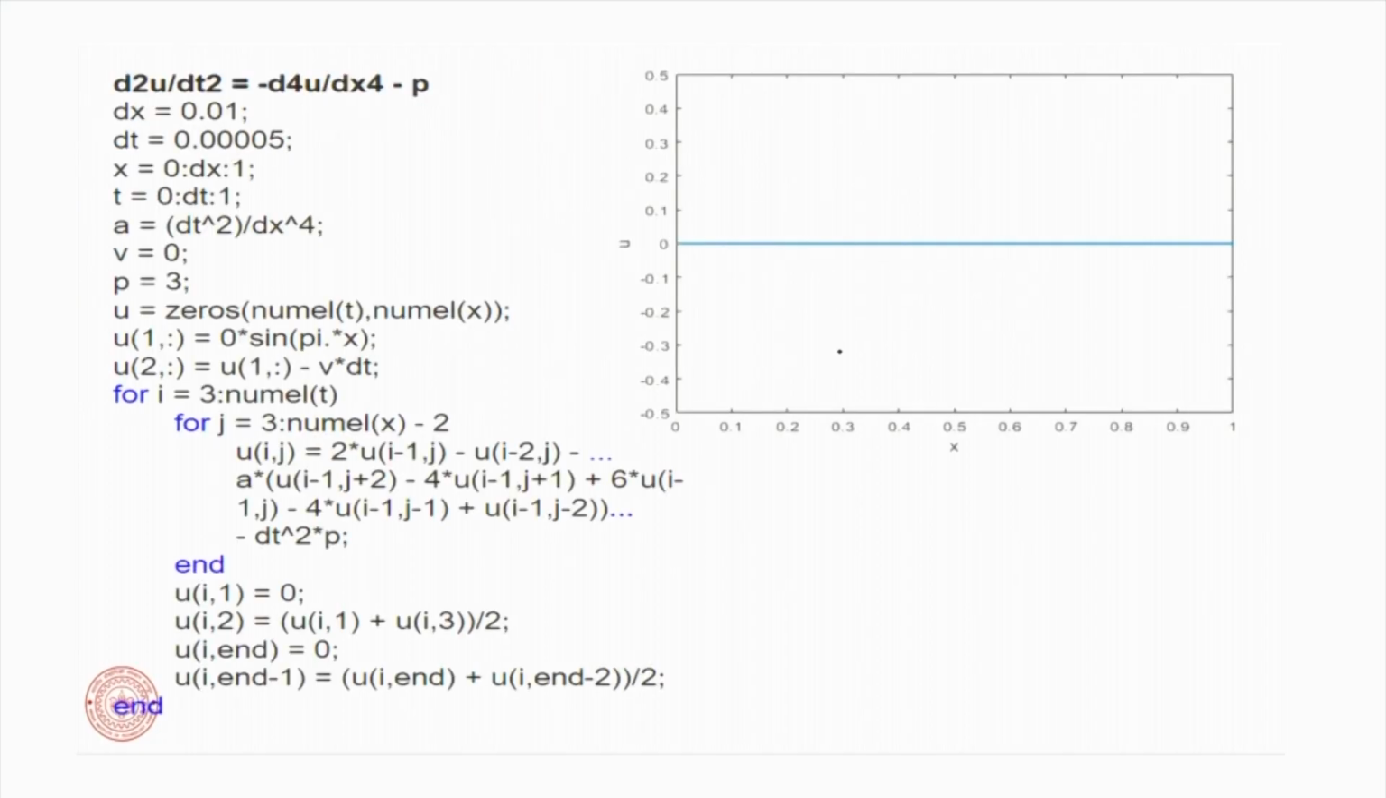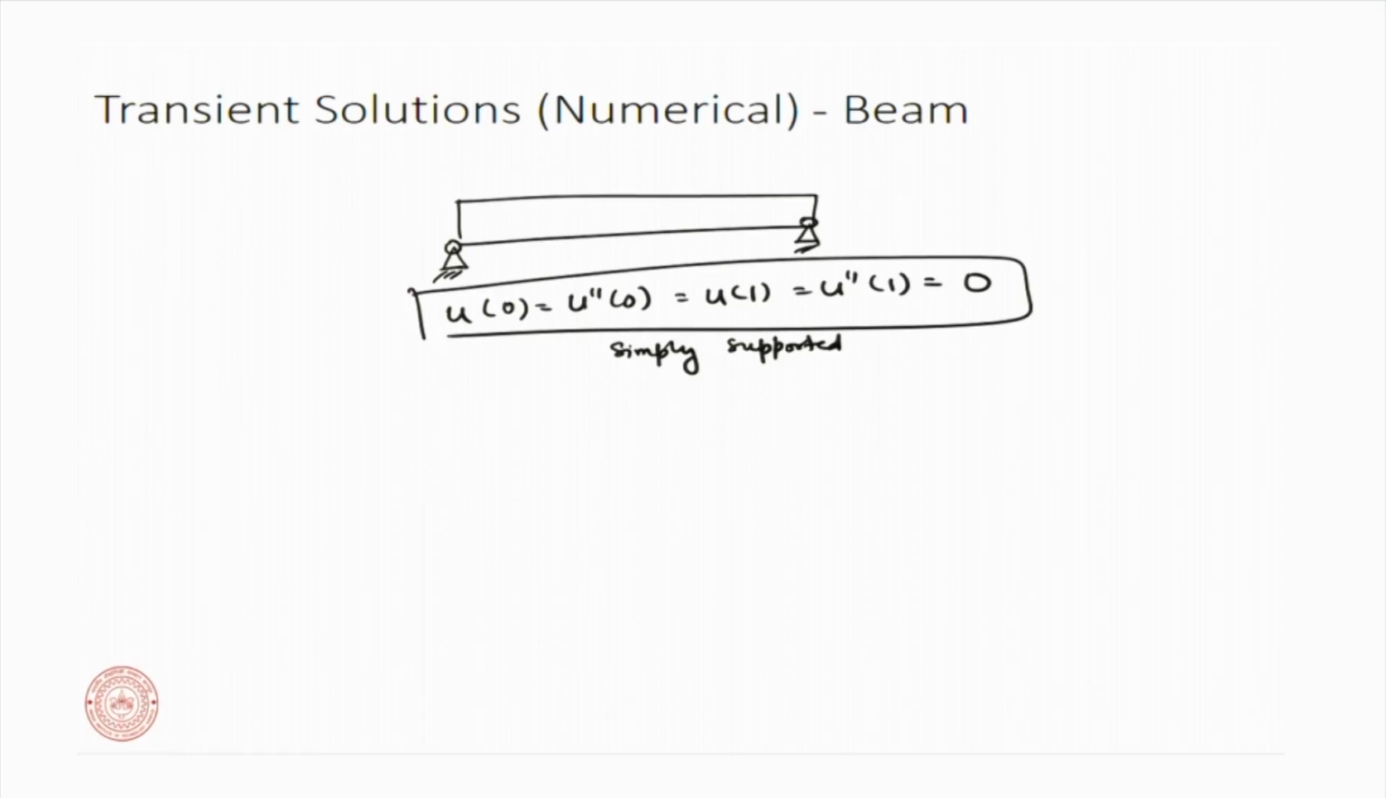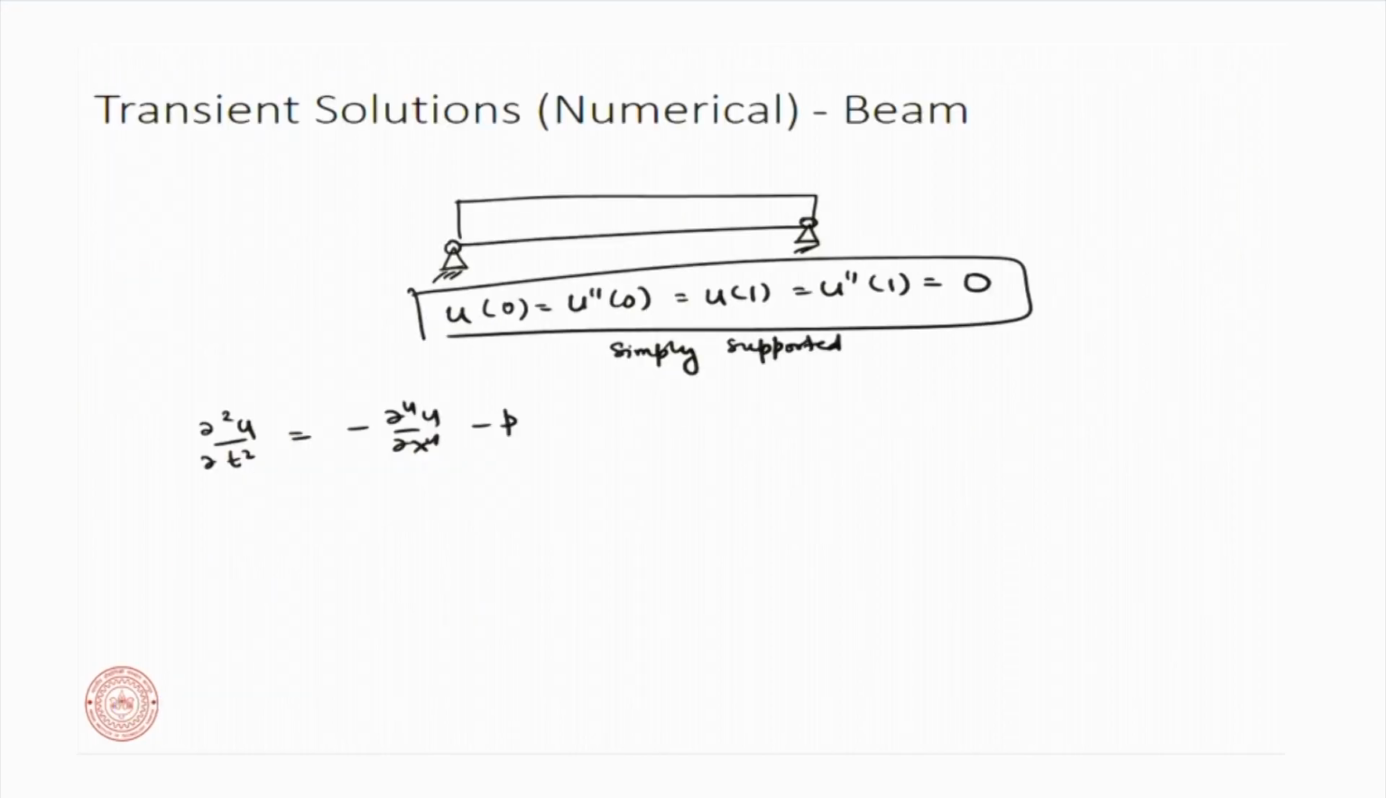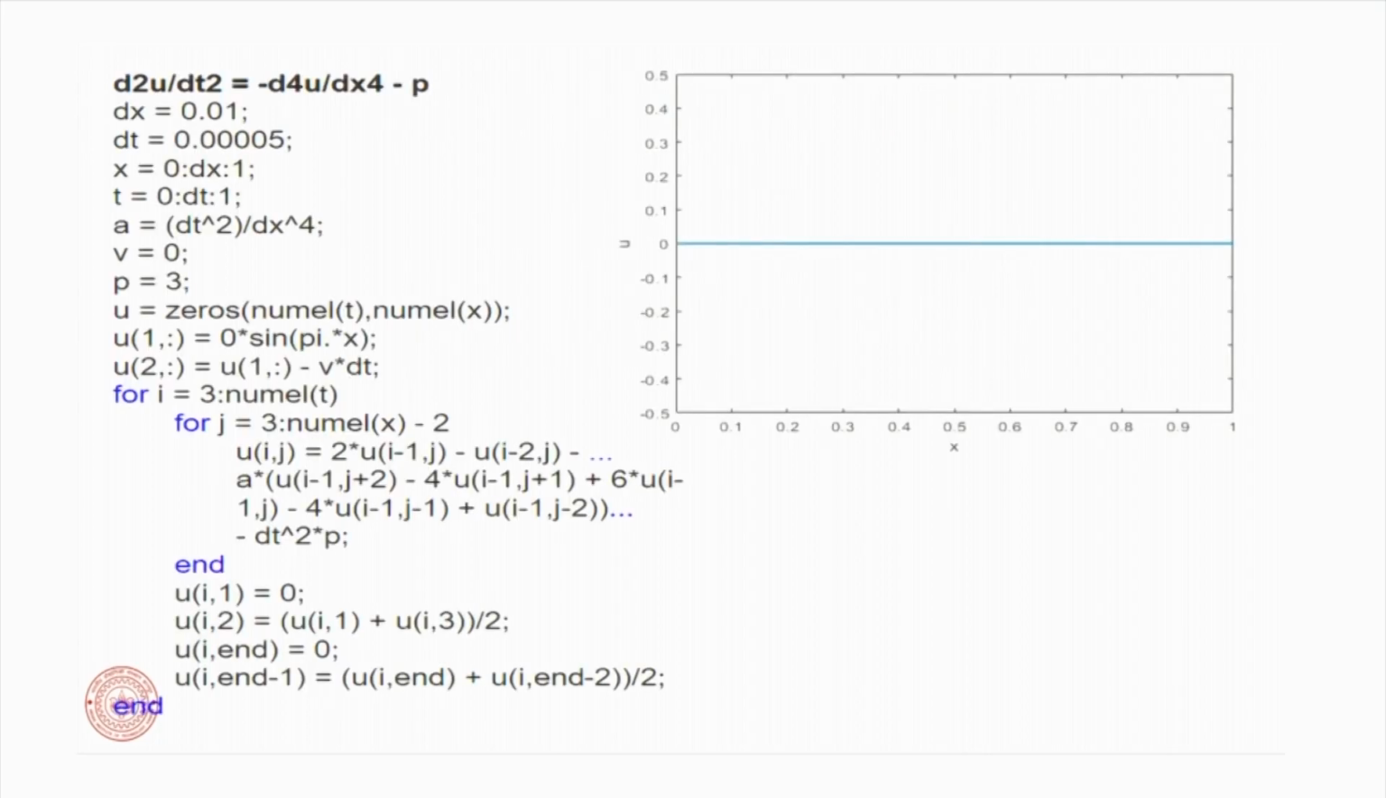And our equation is this. So, we have del square u by del t square equals minus del 4 u by del x 4 minus some pressure P. Okay, so minus some pressure P, and that pressure is being applied. Now, keep in mind that is a fourth order derivative. So, you need to discretize it into a fourth order term as shown over here.